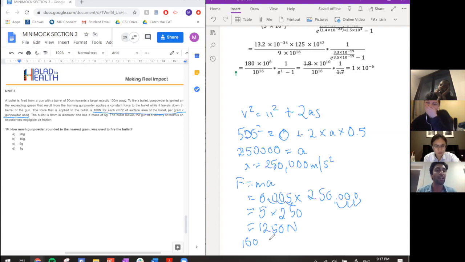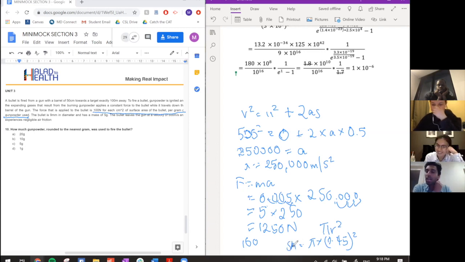And I noticed that the bullet is 9 millimeters in diameter. So then I would be doing, again, a quick calculation to figure out the surface area. So then I know that the surface area formula is pi r squared. So then r in this case would be 0.45 squared times pi equals the surface area.